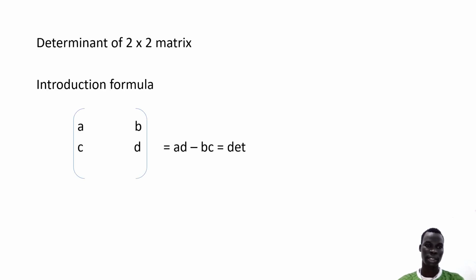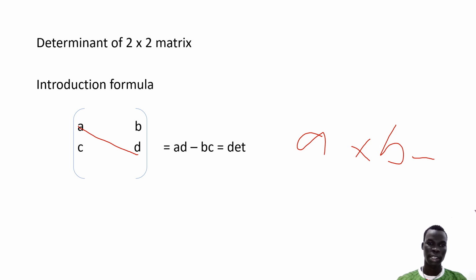So we shall start with the explanation of the 2 by 2 matrix. Introduction to the formula. When you are finding the determinant of a 2 by 2 matrix, you start with A times D, minus B times C. Then it will be equal to our determinant of the matrix.